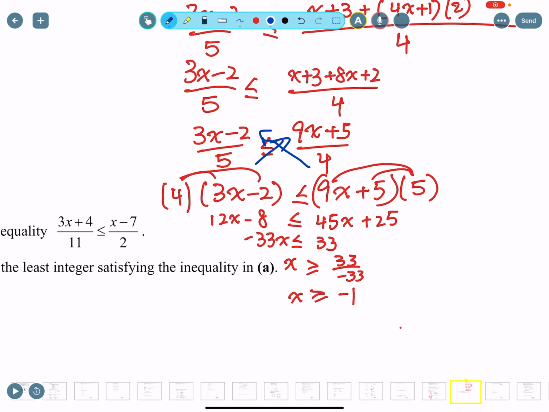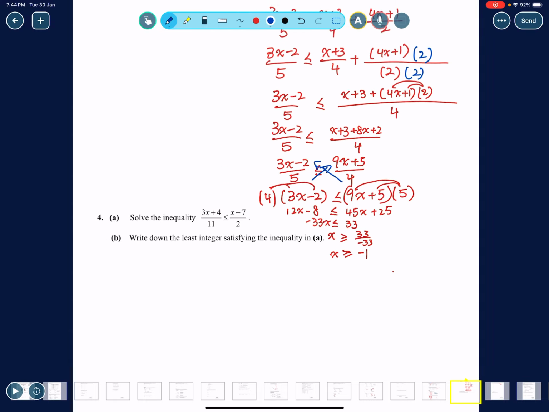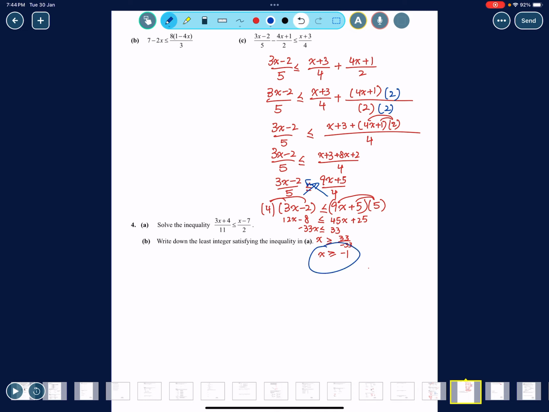Isn't that cool? You're doing all these steps just to have an answer of 1. So actually, if you have these kind of answers, you know you did the right way. It's rarely that you can get a perfect answer like this.